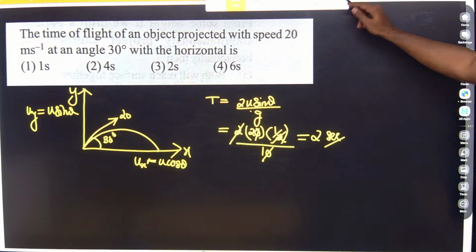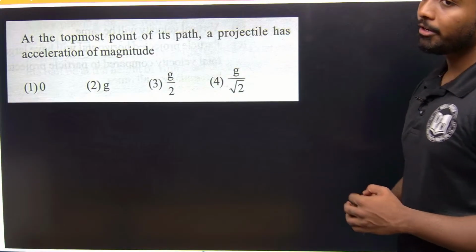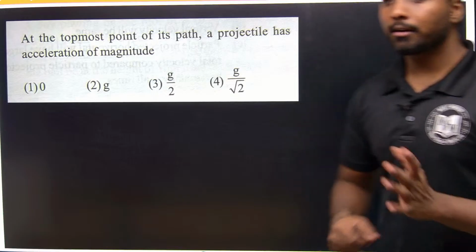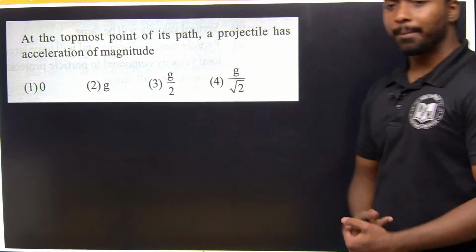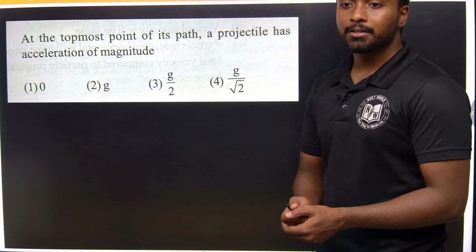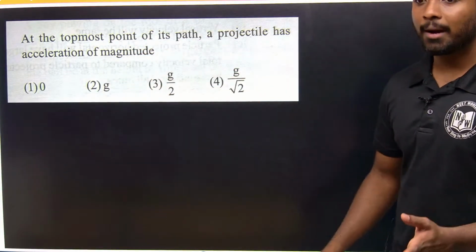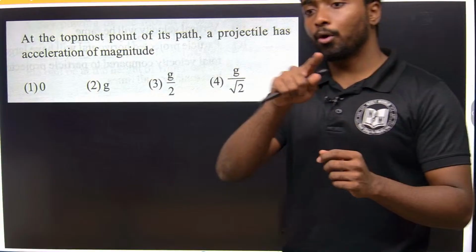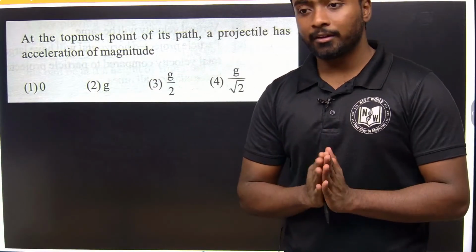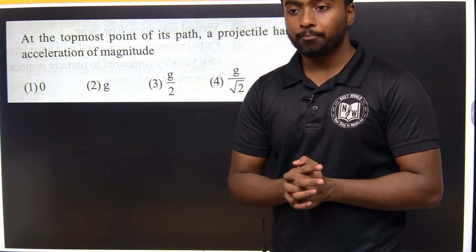Okay, we will go for the next question. At the topmost point of its path, a projectile has acceleration of magnitude. So this is a direct question, I guess. At the topmost point of its path, whatever path it can be, the acceleration will be g, and they are asking magnitude only. So it will be g only. Anywhere g won't become 0, right? Magnitude in the sense I need to consider both x axis and y axis. In y axis it is g, in x axis it is 0. So g square plus 0 square under root I should take.